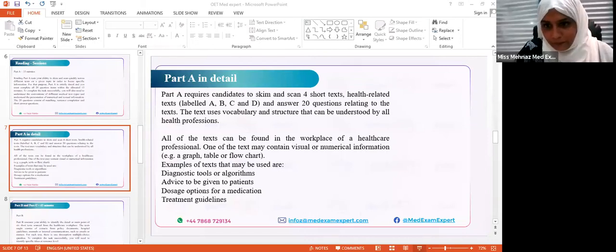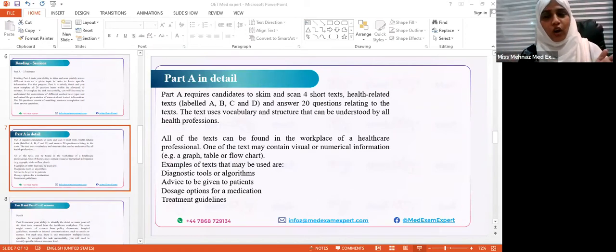So moving on, getting back to the slide. This is part B and part C. So what is part C? Part C assesses your ability to identify detailed meaning and opinion in two texts on topics of interest to the healthcare profession. So here, I want you to emphasize detailed meaning. As the task goes, you need to put more concentration on it.